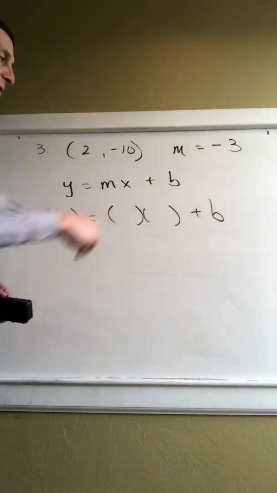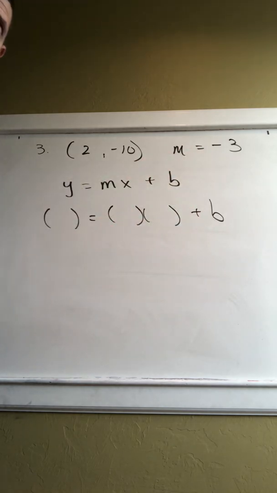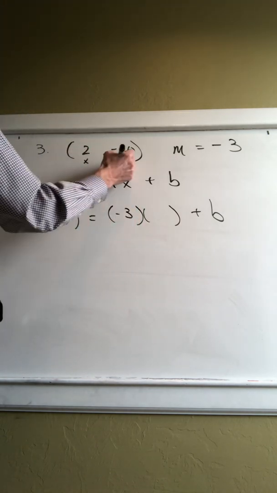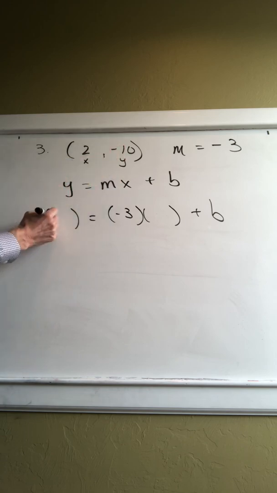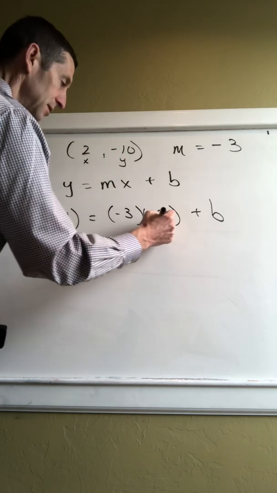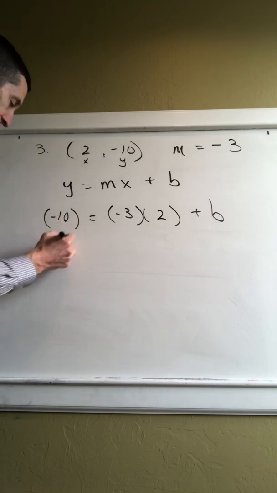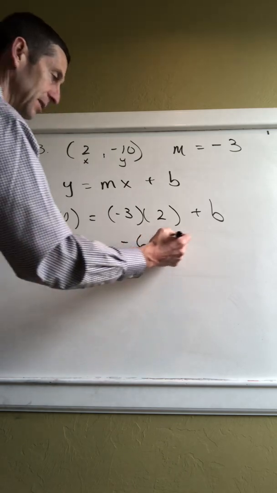You've got 4 letters in a row. The only one you're keeping is the b. You're plugging numbers in place of the other 3. So here's your m, -3. From up here is provided an x and provided a y. y is -10, x is equal to 2. Okay, math time. -10, that's still there. A -3 times 2 is -6.